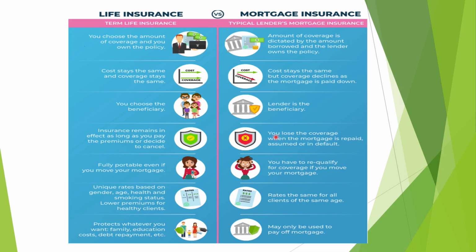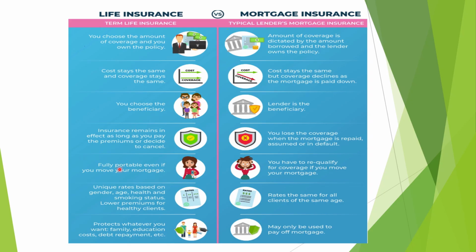Whereas in mortgage insurance you lose the coverage when the mortgage is repaid. Let's say your mortgage is 25 years; at the end of the 25 years you don't have any insurance. If anything happens to you, your loved ones are in trouble because you don't have money. Whereas with term life insurance, if anything happens to you at any age during your premium term, your money goes to your loved ones. So this is another key benefit of life insurance.